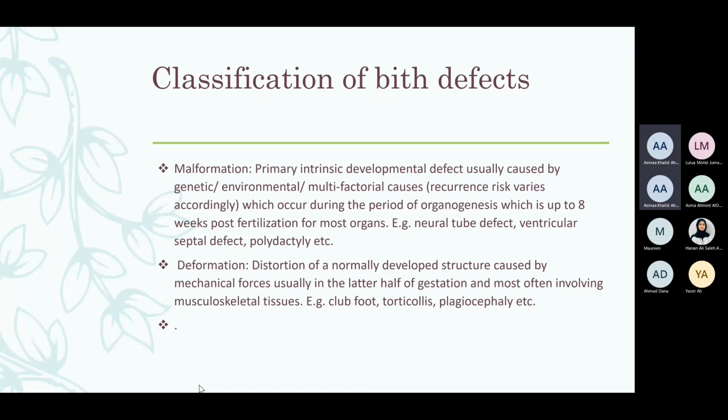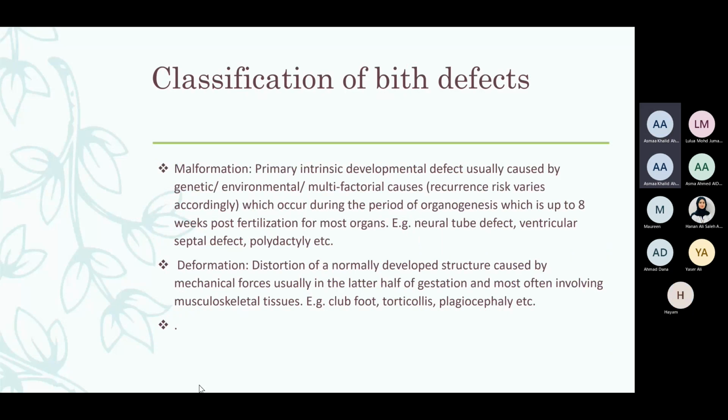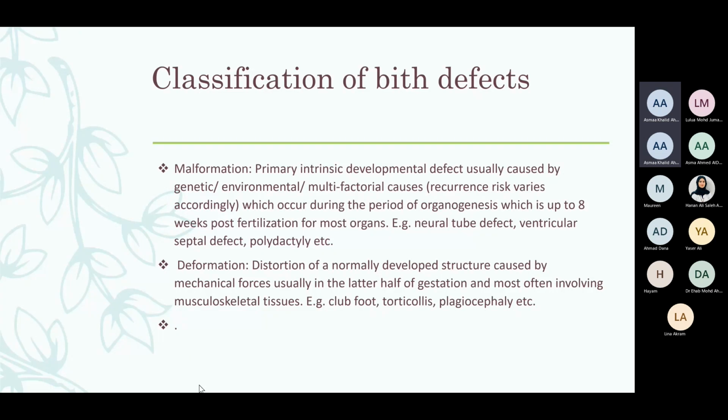Now, classification of birth defects in general. We know the main classification. It's either malformation, which is a primary developmental defect. It's usually caused by genetic, environmental, or multifactorial causes, and recurrence risk varies. It occurs during the period of organogenesis, which is up to 8 weeks post-fertilization, something like a neural tube defect, VSD, or polydactyly.